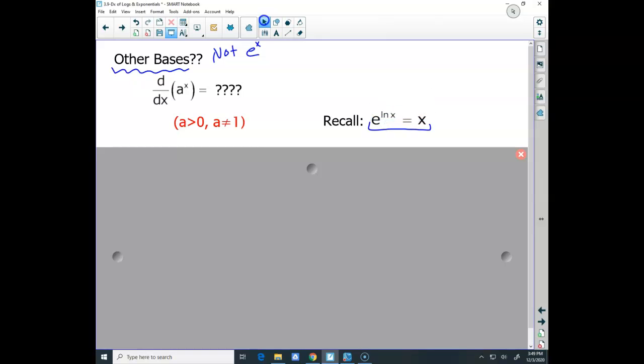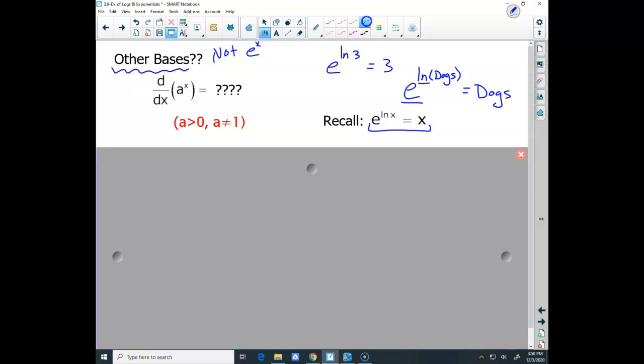I realize I'm stretching here, but if I really had, let's say, e to the ln 3, what does that equal? It equals 3, okay? And if I really stretched it, and I said e to the ln of dogs, that's going to equal dogs. Bottom line, e raised to an ln, these things go away, and it just equals what's up there.